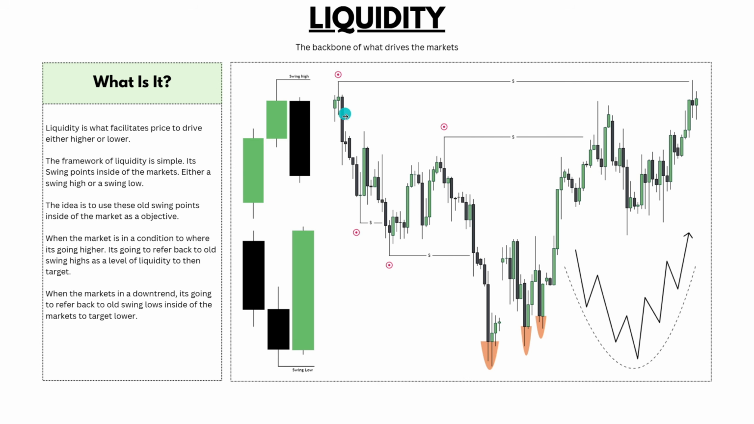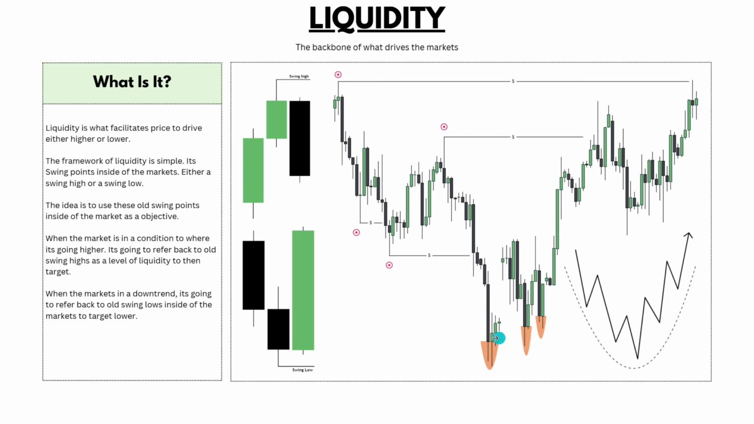We can see we're in a downtrend. Price comes back below this previous low. This is our level of liquidity until we drive down here, until there is no more liquidity. Now that there's no liquidity down here, the market is going to break higher and go from creating lower lows and lower highs to now creating higher highs and higher lows.